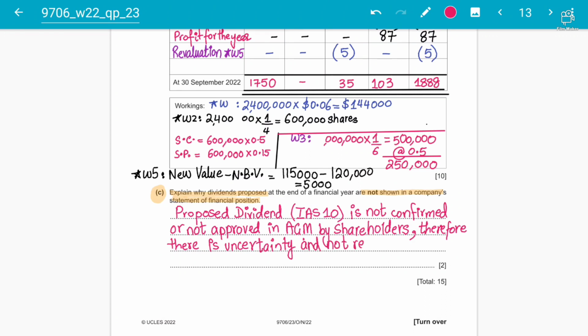It will be shown as notes. You show it as a note. It will be shown as a note to the balance sheet, but it will not be shown as a liability in the accounts. It should not be shown as a liability. It would be shown as a note to the accounts in the final accounts, in the statement of financial position. So that should be the answer for 2 marks.